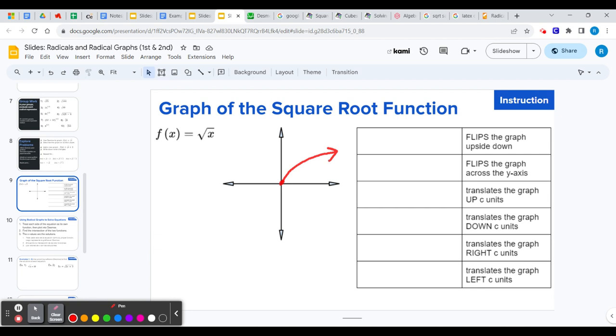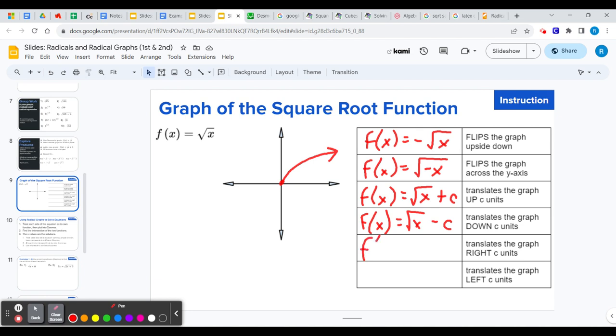Okay, now let's summarize what we learned about those different translations and transformations. The first one, flipping the graph upside down, that was f of x equals a negative sign out in front of the square root of x. And then flipping the graph across the y-axis was f of x equals the square root, and that is a negative x inside. Now f of x going up c units, it was going to be the square root of x plus c, with the c outside of our radical. Down c units would be minus c.